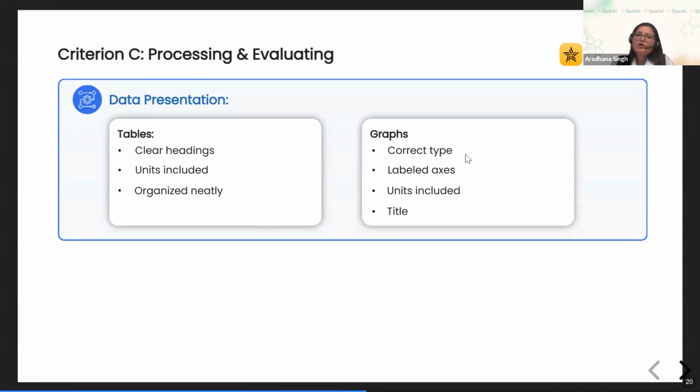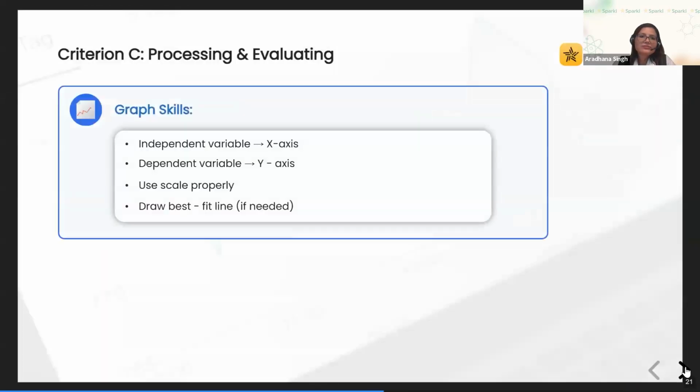When you are going to plot the graph, it should be a correct type of graph. If it is a linear graph, it should look linear, right? Labeled axes, units included, and the title. X-axis and Y-axis should be properly labeled. Scale should be taken properly. It should not be too short, or too large so that data do not fit on the page. So it should be properly taken.